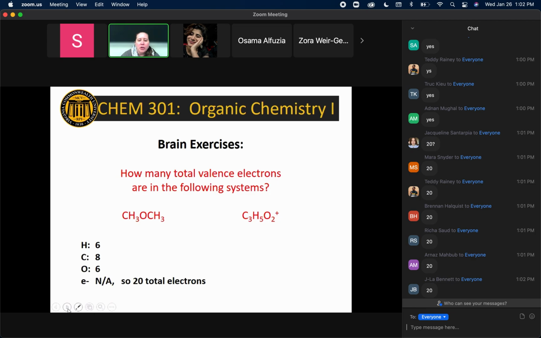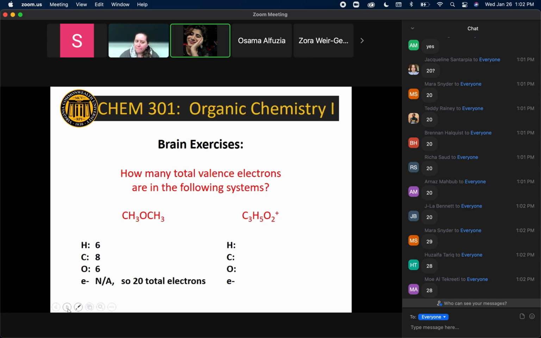What about for the molecule on the right? 29. 30. I heard a 29. Anybody have a different suggestion? I see a 28. So let's work through this together. How many hydrogens in the system? 5. So you're going to have 5 electrons from the hydrogen. How many total carbons in the system? So 3 carbons and 4 electrons each. 12.